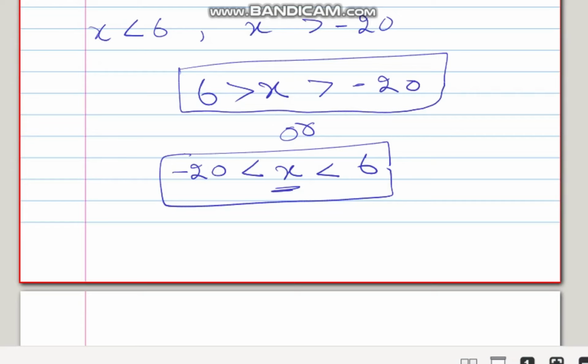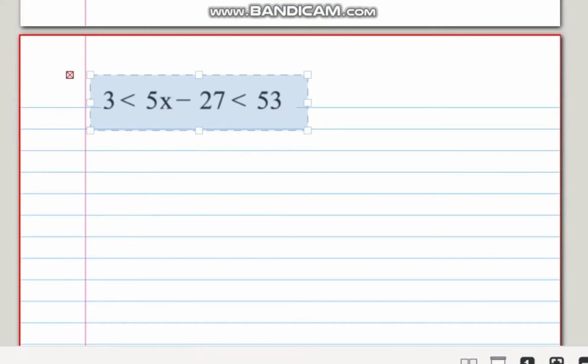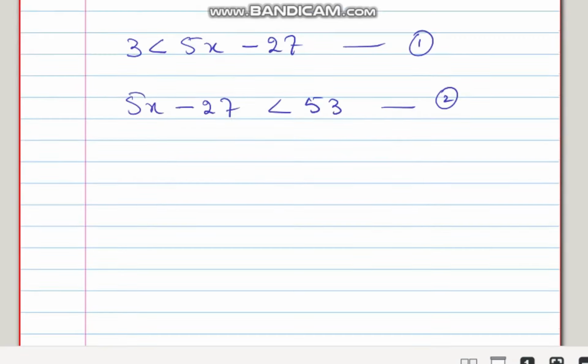Now we are going to solve again this question. Also very simple and very interesting, like the above one. Please solve this question. How can I do this? Just split it into two parts. I am doing that. 5x minus 27 is for number one part. And write the 5x minus 27 less than 53. It is the second part. So please solve each part and tell me the solutions.